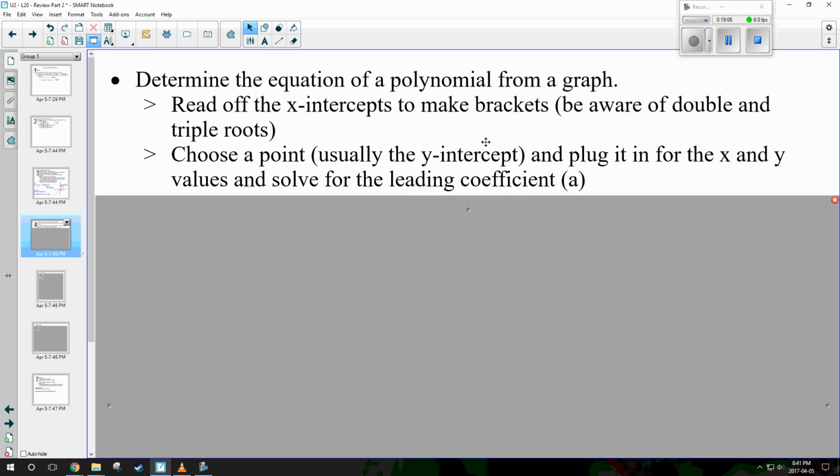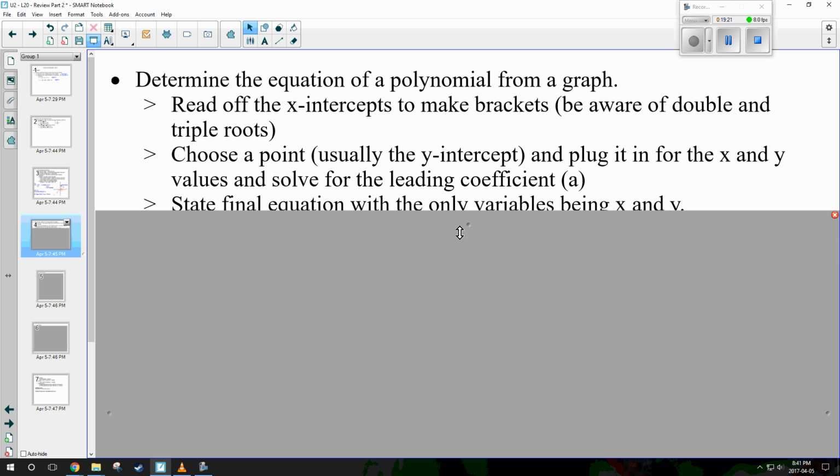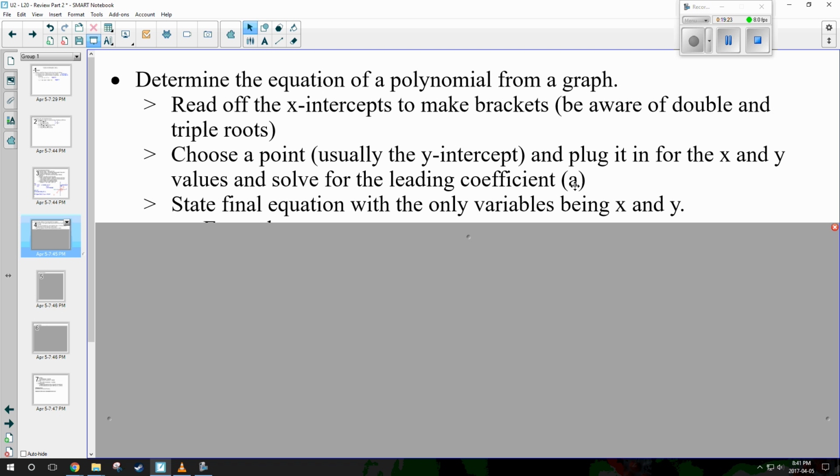But usually the y-intercept, as long as it's a nice point that's easy to read off, meaning there's not a decimal where you have to guess approximately where it is. Then we plug it into the equation for the x and y values, and then we solve for our leading coefficient of a. Once we know what a is, you need to state your final equation. So you're going back with the brackets with all the x-intercepts, and your only variables should be the y and the x. Because remember, for it to be considered an equation, it has to have your two variables of y and x. So let's go through an example.